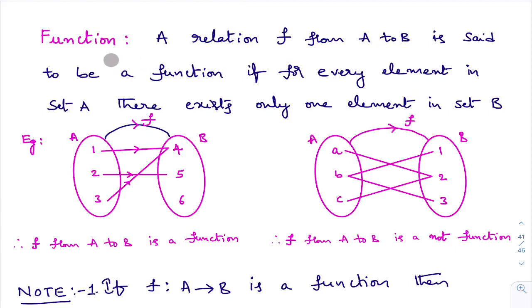What is function? Definition of a function. A relation f. First of all, it is a relation. In last exercise, we discussed reflexive relation, symmetric relation like that. Here f is a relation. A relation f from A to B is said to be a function if for every element in set A, there exists only one element in set B.